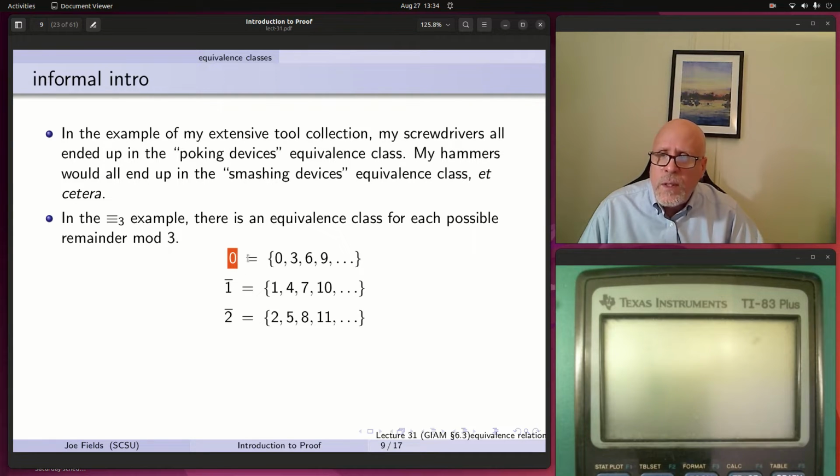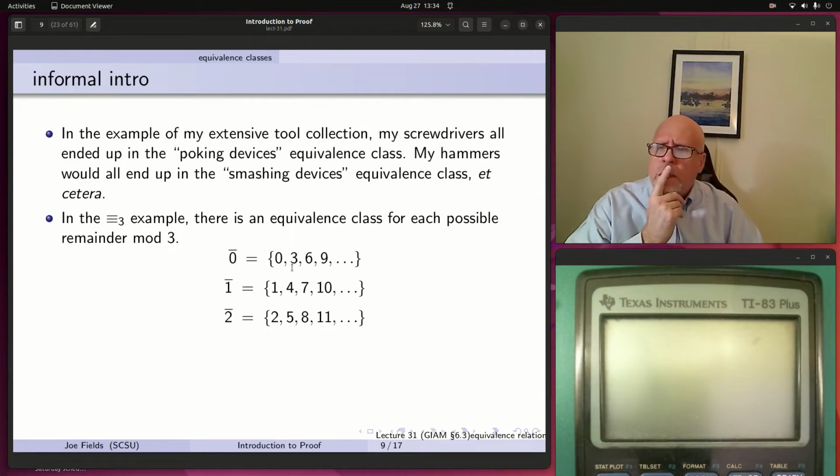So the equivalence class of 0, with a bar over it, is... I'm just noticing that I'm slightly off in this, because that relation is defined over the integers. So I should have 0, plus or minus 3, plus or minus 6, plus or minus 9. Okay, well, for the moment, just think we're working over the naturals, and then these are fine.